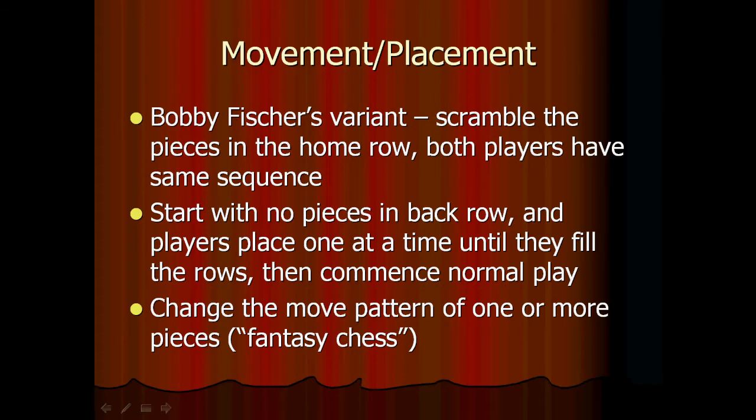Movement and placement. How about Bobby Fischer's variant? You scramble the pieces in the back row for one player and then have the other player's pieces match. So you could have the king in a corner. You could have the king in one corner and the queen in the opposite corner. You could have two bishops that were both on white or both on black.